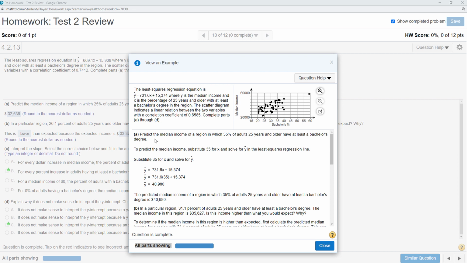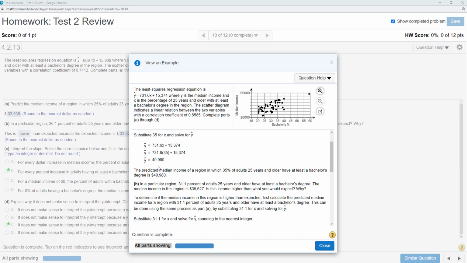Predicted median. With the model, we can make a prediction. In this case, x is going to be 35. So we plug into the model here, and we make that prediction using this model. We end up with $40,980.